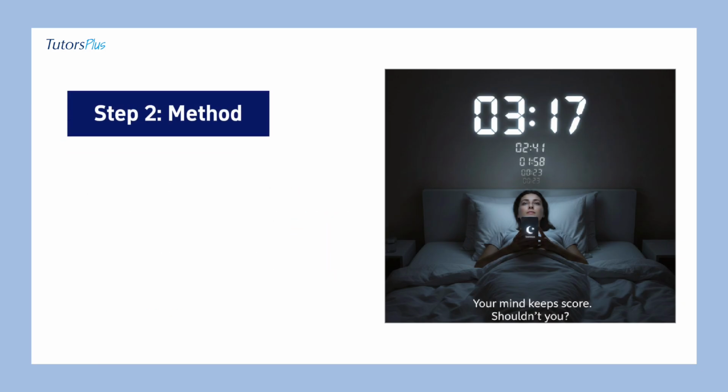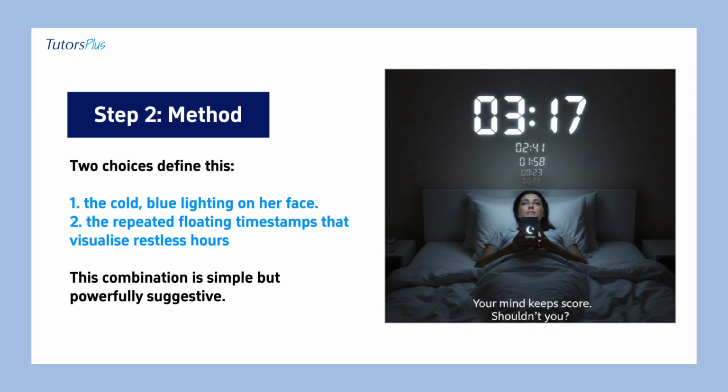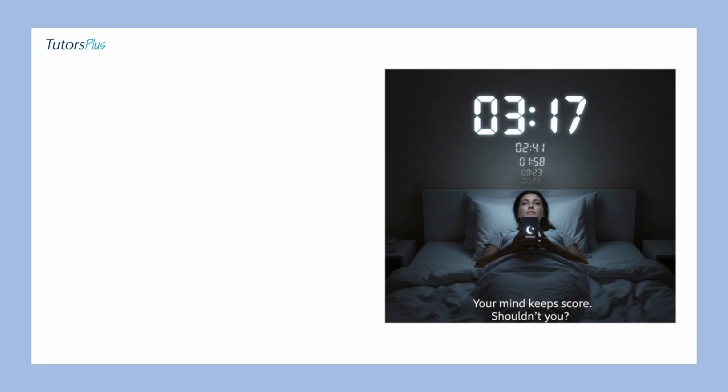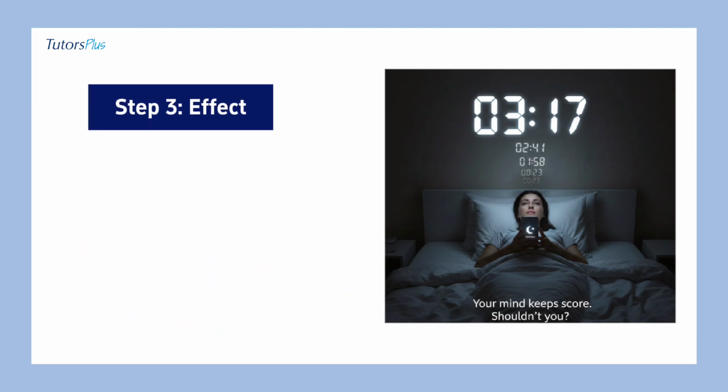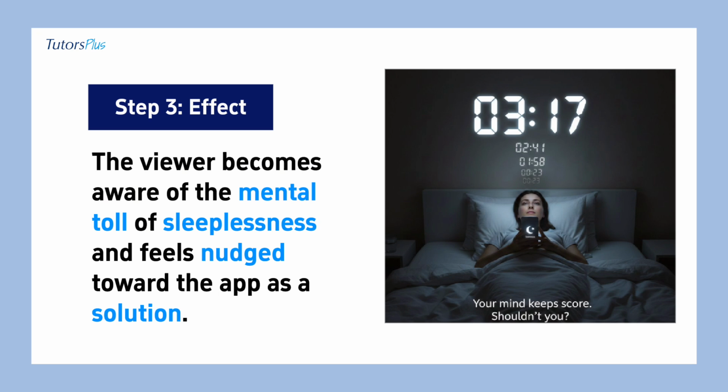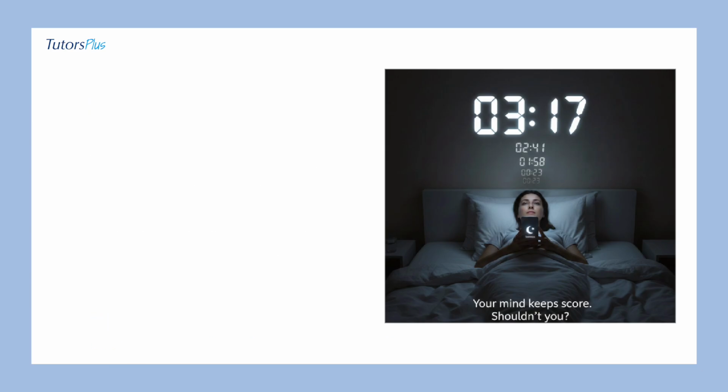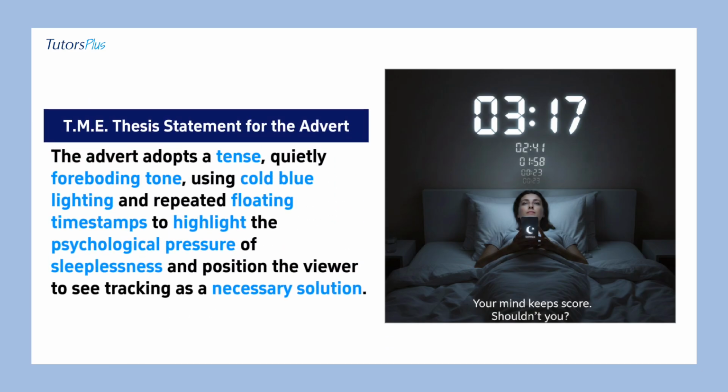We have the method. Again, looking at 2 traces, we've got the cold blue lighting on the face of the character. And we also have the repeating floating timestamps that visualize these relentless hours of the character. And the combination is quite simple, but it's powerfully suggestive. And then we have the effect. So the viewer becomes aware of that mental toll of sleeplessness. And they feel nudged towards the app as a solution.